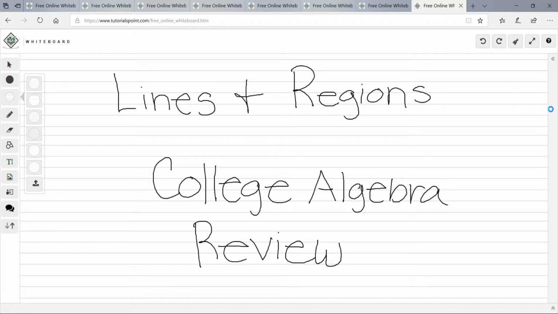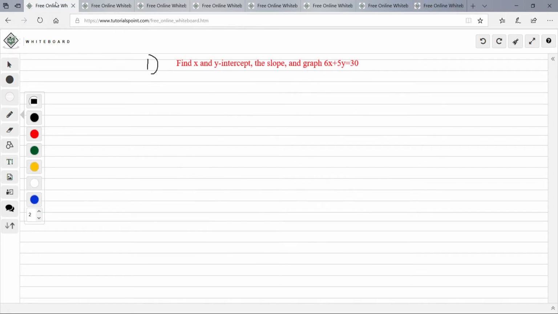Hi, today we're going to learn about lines and regions under the college algebra review. So, our first problem is we have to find the x and y-intercept, the slope, and graph.